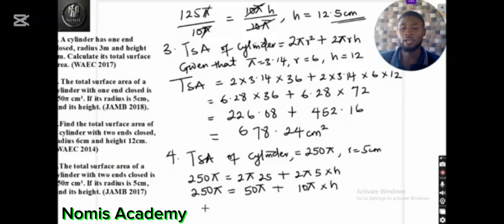So when we take like terms, 250 pi minus 50 pi becomes 200 pi equals 10 pi multiplied by height. So we divide both sides by 10 pi. 10 cancels 10, pi cancels pi, 0 cancels 0. We are left with 20. Therefore, the height is equal to 20 centimeter. And that is our final answer.